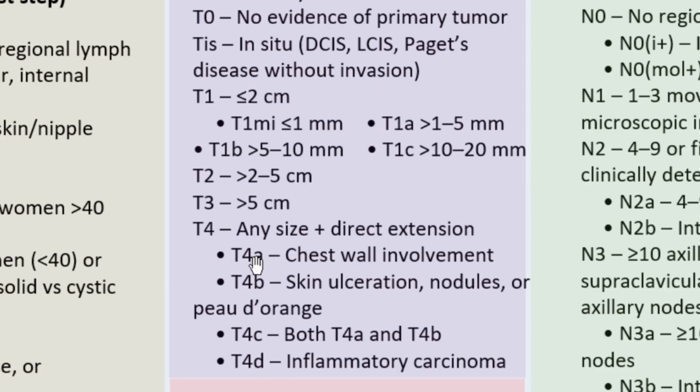And then we have these small subtypes like T4A, T4B, T4C, T4D. These ones are just specifications. But the major ones are going to be TX, which is no tumor assessed; T0, no evidence of primary tumor; T1, less than 2 centimeters; T2, greater than 2 but less than 5; T3, greater than 5; T4 if we have any size or direct extension.